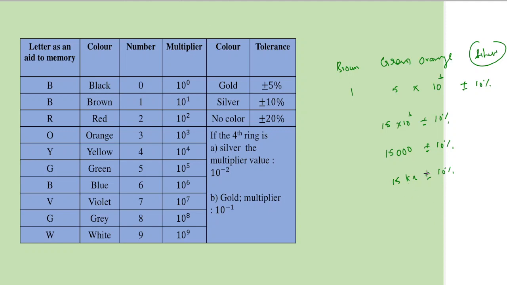This means that the resistance value could vary from this value by plus or minus 10%. So this is called the color code of resistance. In case the fourth color is nothing, if there is no color here, then it should be plus or minus 20%. So this is how we find the resistance of a given resistor.